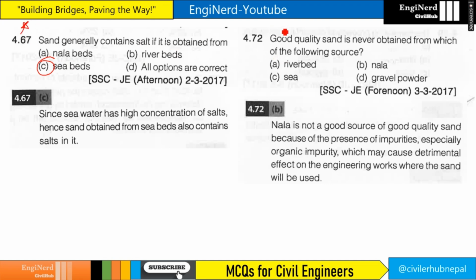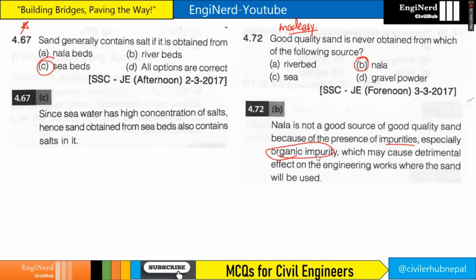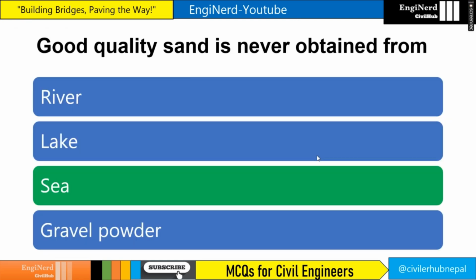But if you see here, this is from Made Easy, and good quality sand is never obtained from which of the following sources? The answer is given as Nala. Nala is not a good source of good quality sand because of the presence of impurities, especially organic impurity, which may cause a detrimental effect on the engineering works where the sand will be used. So it is up to you what you like to take in such a question where Nala is present. But if this question comes, then it is C undoubtedly, right?